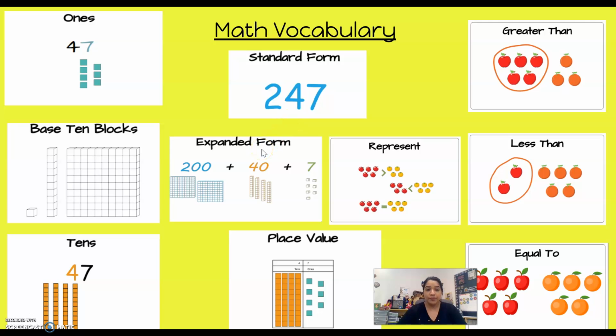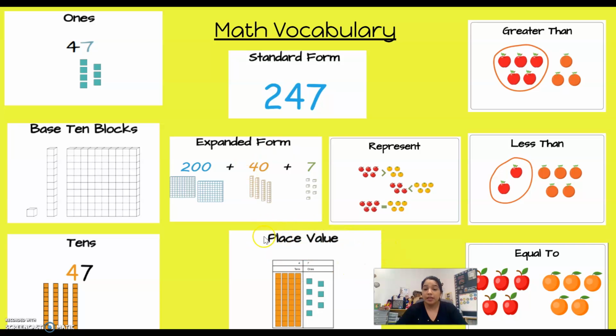Expanded form. Expanded form is when we take apart a number. So in this expanded form, 247, we break it apart. So we have 200, 2 hundreds blocks, 40, so 4 tens, and 7 ones. So we broke the number apart. That's expanded form. Taking it apart.